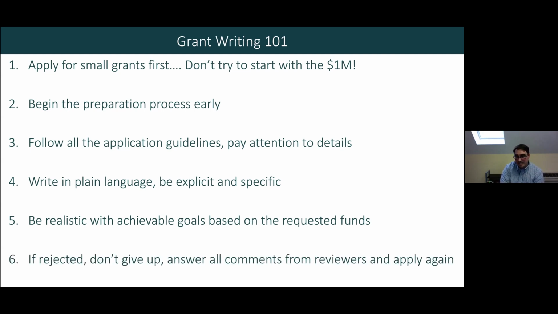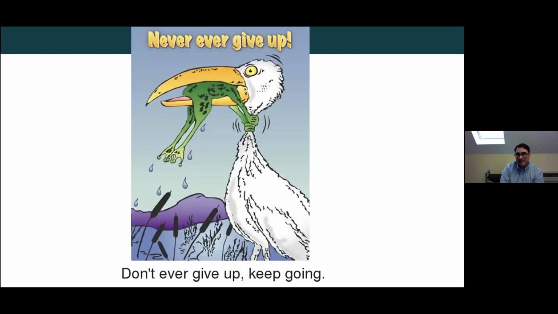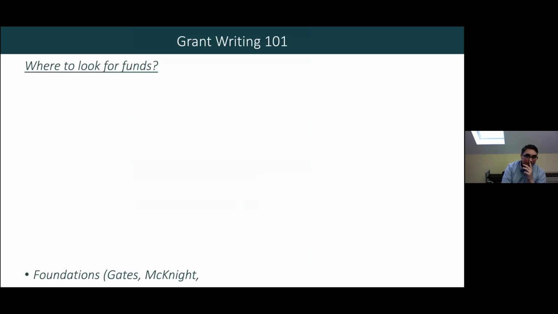And again, if you're rejected, don't give up, okay? Never give up. Answer all the comments from the reviewers and try again. That's the process of grant writing. It's never that you will get the grant just on your first submission. In many situations, you get comments from the reviewers. You need to be humble enough, look at the comments, reply to all of them, and prepare a new resubmission for the next year's calendar cycle.